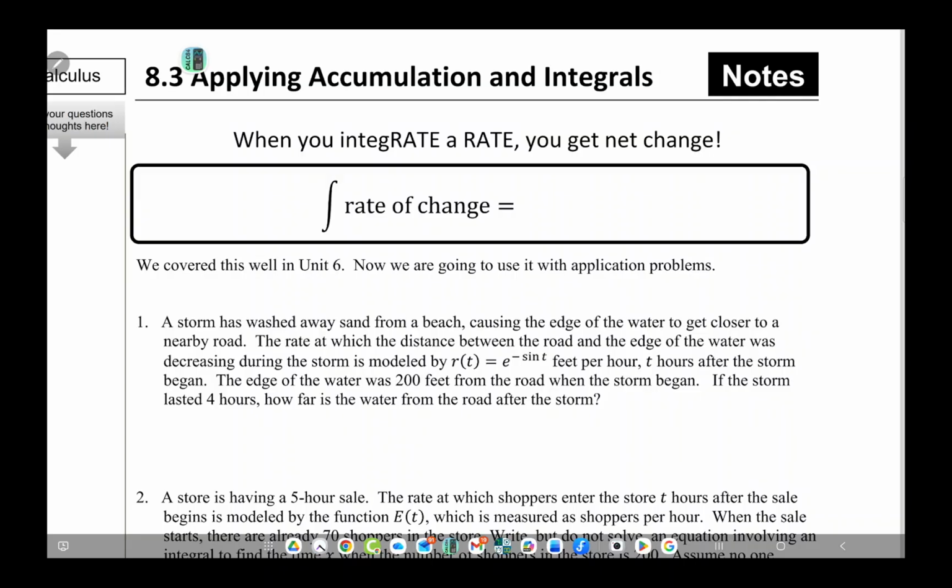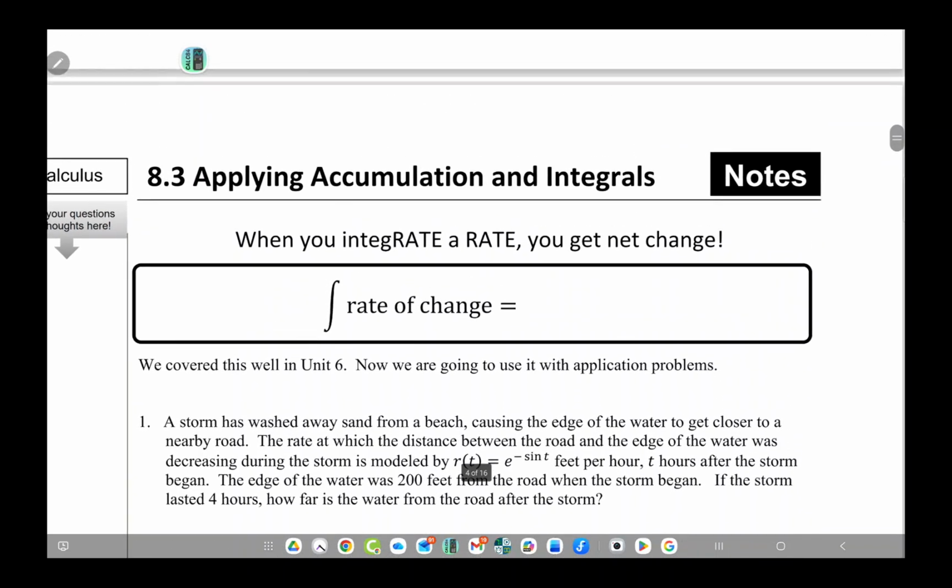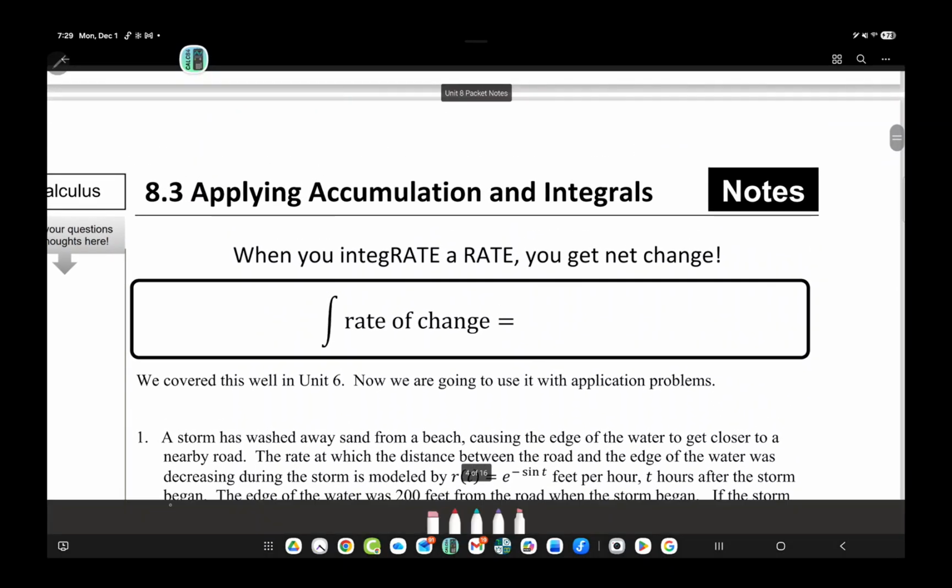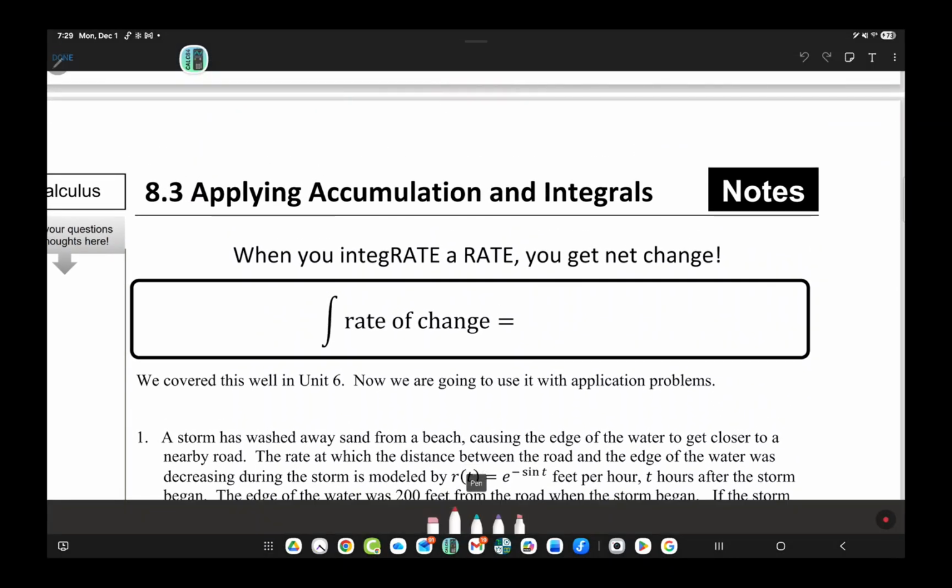So, when you're integrating a rate, okay, so again, if your function is a rate function, when you're integrating a rate, you are going to get net change, which again, we kind of talked about this before because we have said in the previous notes that if we're integrating our velocity function, what are we going to get? We are going to get displacement. Okay, so when we integrate a rate of change, we are going to get a net change.